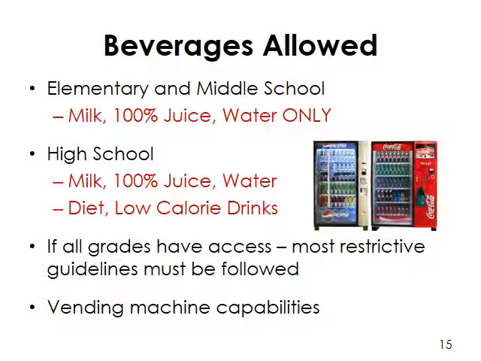Keep in mind that if all grades have access, the most restrictive guidelines must be followed. If your school is a K through 12 building, there are creative ways to sell beverages to students and still be in compliance. I have seen reach-in coolers marked by grade group, and the point-of-service cashier can sell allowable items to the correct grade groups.